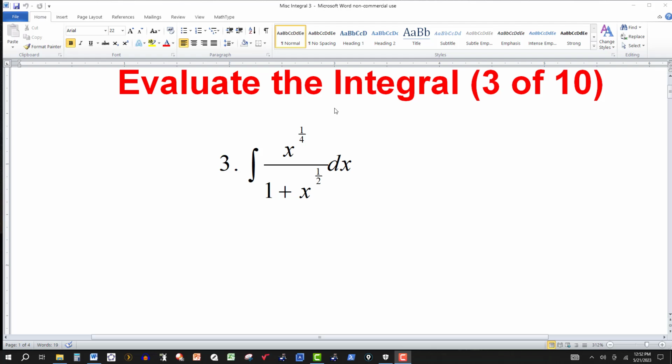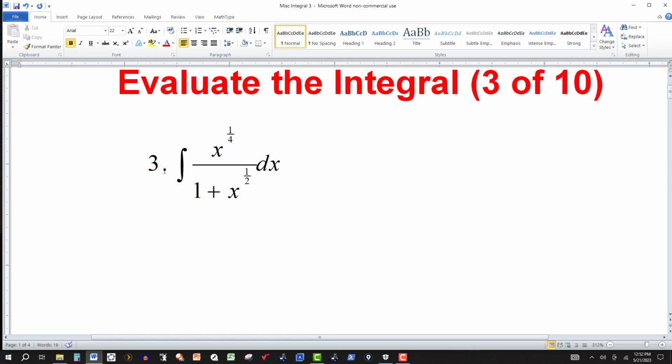This is the third video in this series of miscellaneous integration problems, and we're focusing on techniques of integration. If you want to pause the video and try this out, go ahead, and then I'll be back.